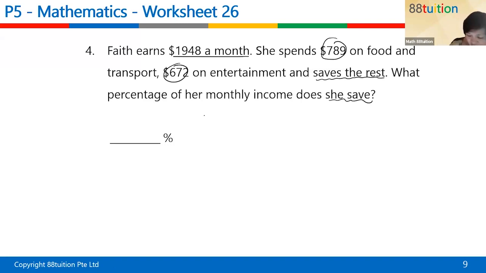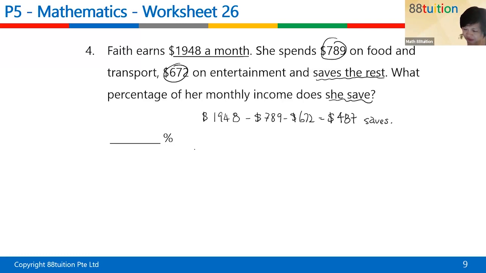So how to find the amount she saved? I use the total amount that she has earned, 1,948. I minus 789. I minus 672. So 1,948 minus 789 minus 672, you get 487. So this is the savings.